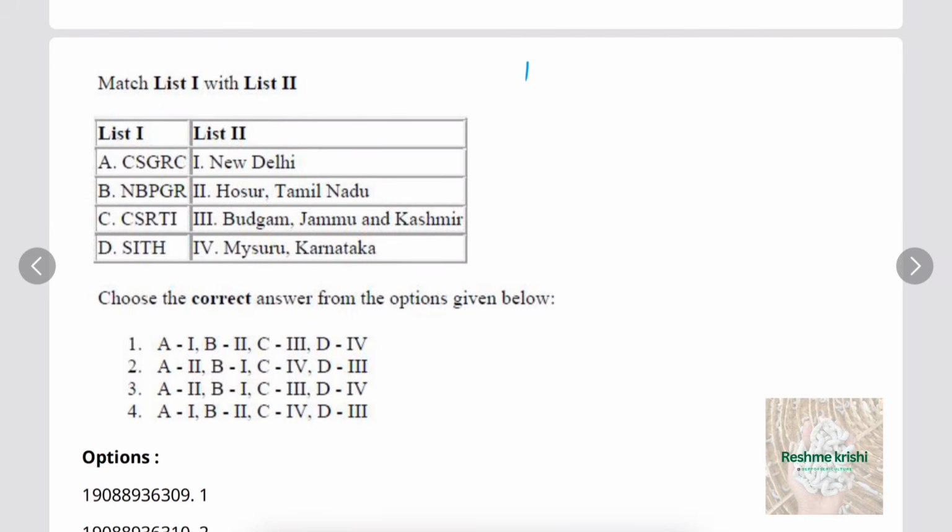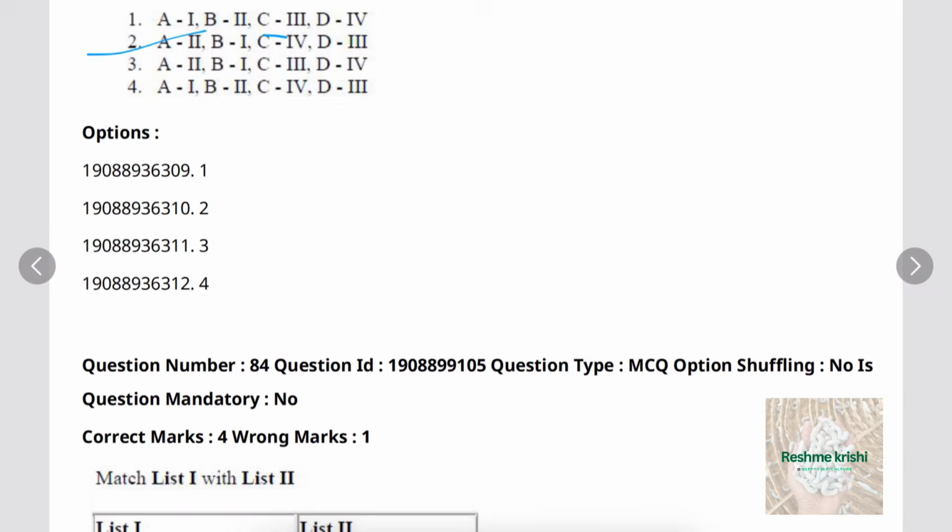Then again, see, I have discussed in the previous video on our Instagram channel also. There will be 2 to 3 questions on geographical locations of CSB units. So here we can see CSGRC. If you have any doubt, you can see it on Instagram. CSGRC is Hosur. So A is 2. See, A is 2. Okay. CSRTI is in Mysore. Now you compare with that one. A to C4. The answer is 2, correct?